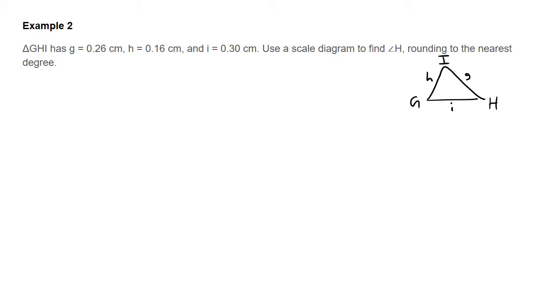So I know that little side i is 7.5 centimeters on my page. So I put my ruler down, there's my start, and I measure 7.5 centimeters across. There's my side length I.